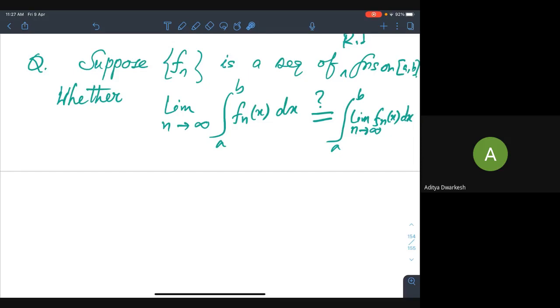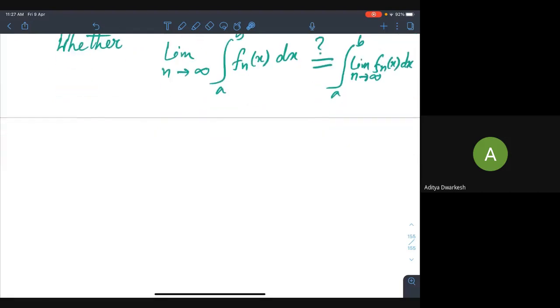Otherwise, maybe if it converges uniformly, we can say this. So uniform is a very strong condition, yes. So that is what we are going to prove. So this will be important. But what about pointwise? Yeah, pointwise doesn't give much, right?